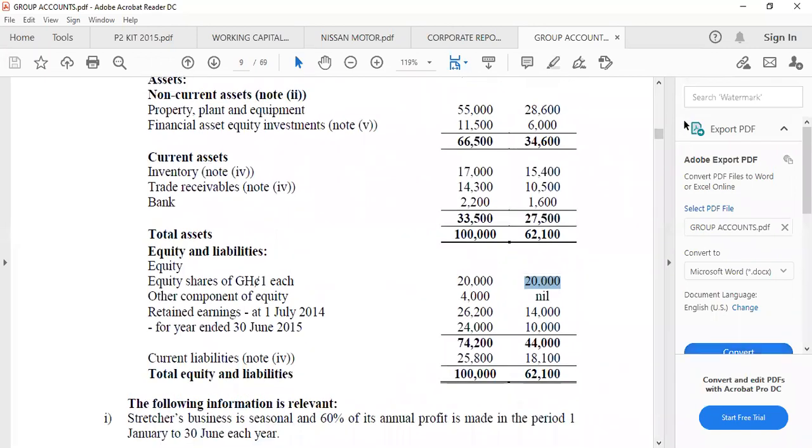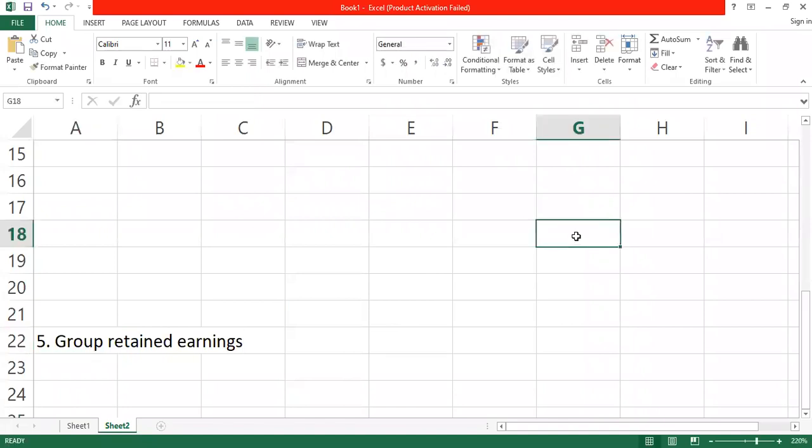Yes. All right. So if you are buying 75% of 20 million shares, what would be the value of the shares that they are buying? That would be 15 million, isn't it? That would be 0.75 times 20 million. That will give us 15 million. So they are buying 15 million shares.